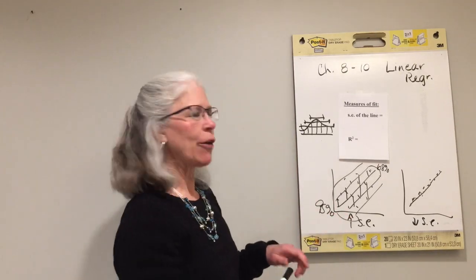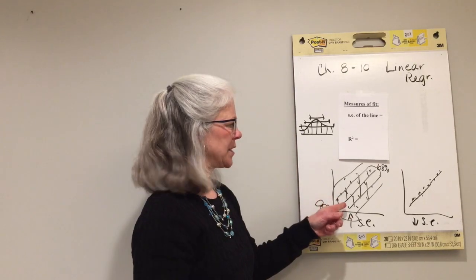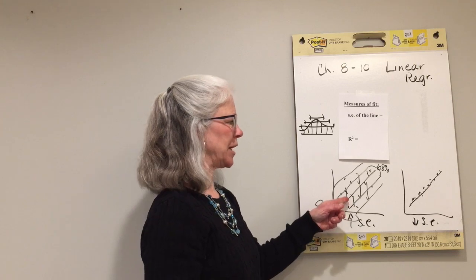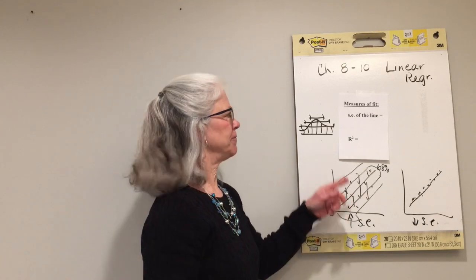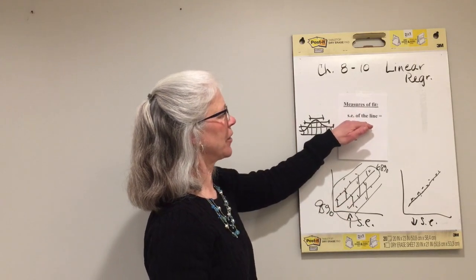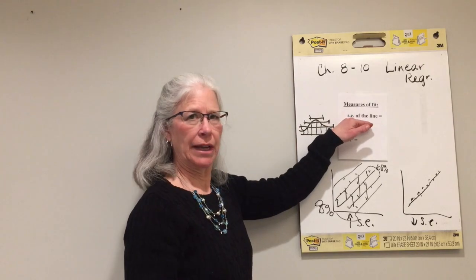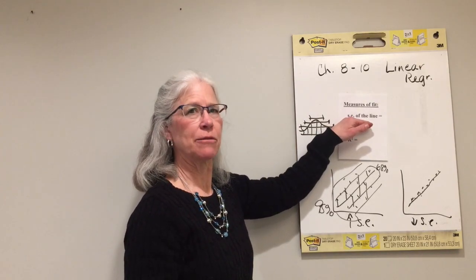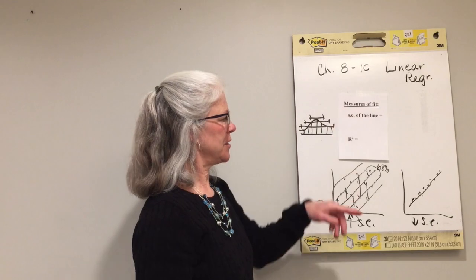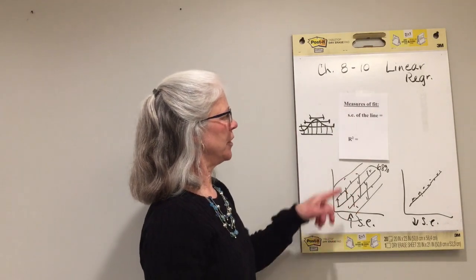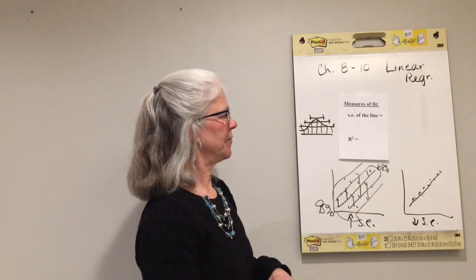So it gives us an idea of how far these data points, our observed sample data points, are falling from the line. So standard error of the line is the spread around the line, the distance of points to the line. The distance of points to the line has a normal distribution with a standard deviation equal to this.